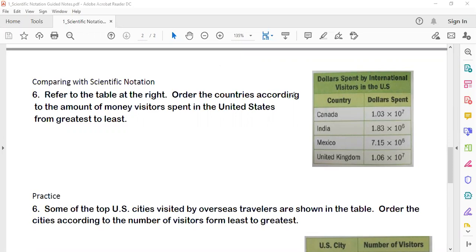So we have a couple of different ways to attack this. Notice that they all have different exponents. We have to the 7th power, to the 6th, to the 6th, and to the 7th. So we can't just look at the decimal parts. What we're gonna have to do is write these out.